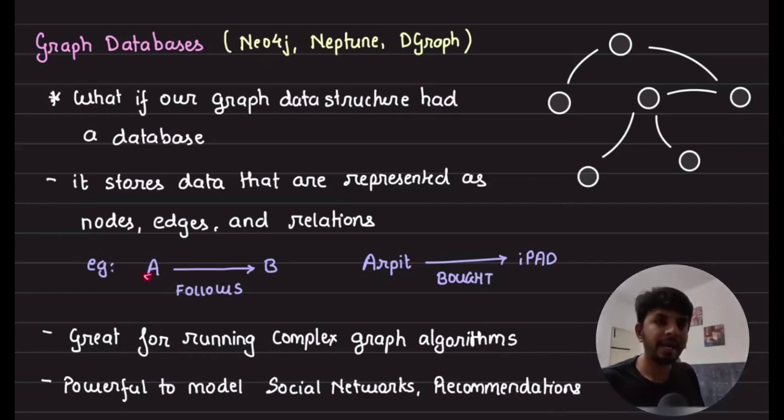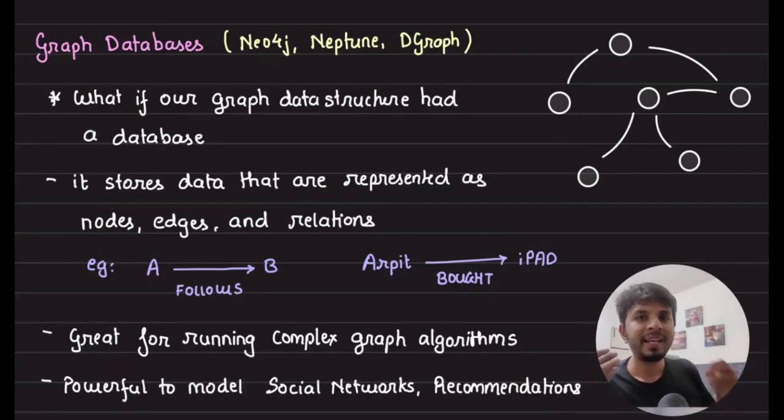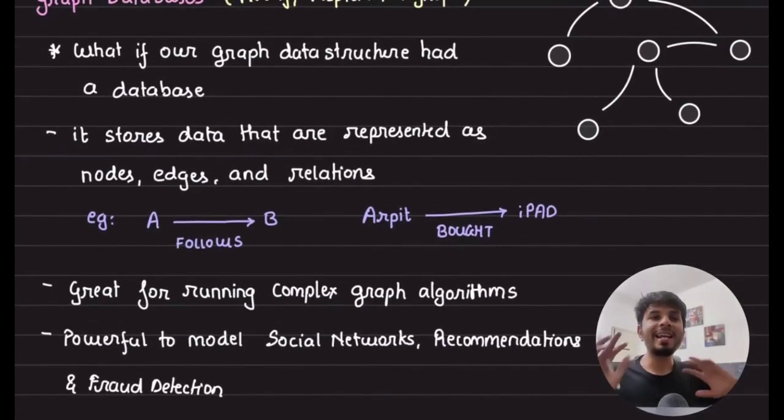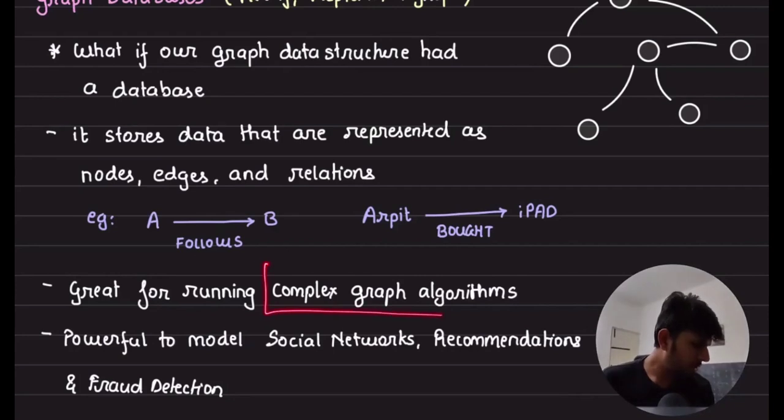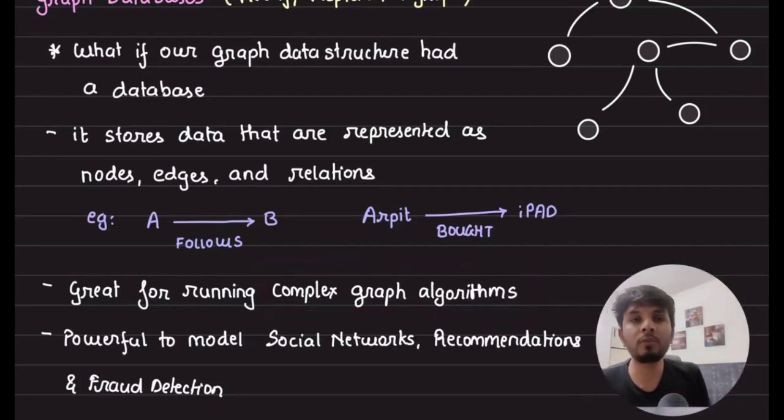For example, A follows B. You store it in a graph database. Arpit bought an iPad. You store it in a graph database, right? So e-commerce, you can think of modeling a lot of stuff in graph databases as well. But a simple warning: anything that you think can be represented in graph database should not necessarily be represented in graph database, because relational databases or normal key value store, they give you very good options. But graph databases, you should use it when you want complex graph algorithms that it would be very difficult for you to build on relational database or key value store or document DBs. That is where you go for graph database.